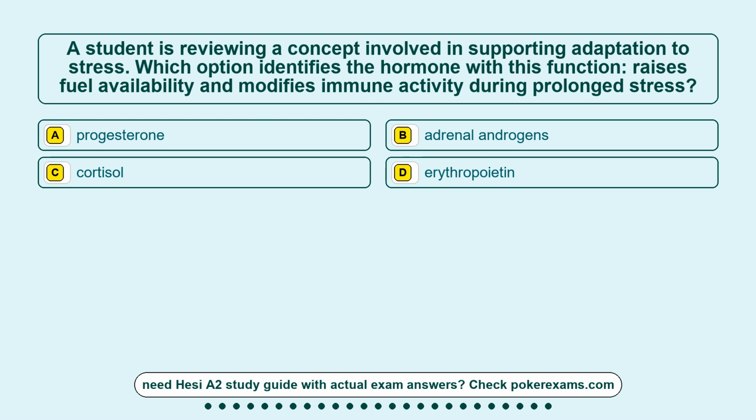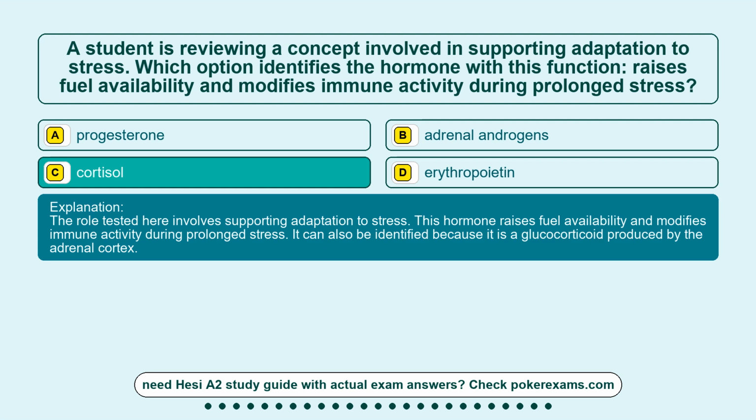Question 13. A student is reviewing a concept involved in supporting adaptation to stress. Which option identifies the hormone with this function, raises fuel availability and modifies immune activity during prolonged stress? Option A, progesterone. Option B, adrenal androgens. Option C, cortisol. Option D, erythropoietin. The correct answer is option C, cortisol.